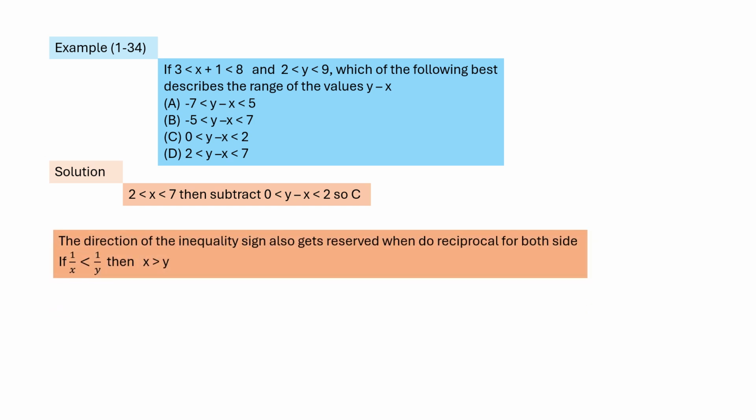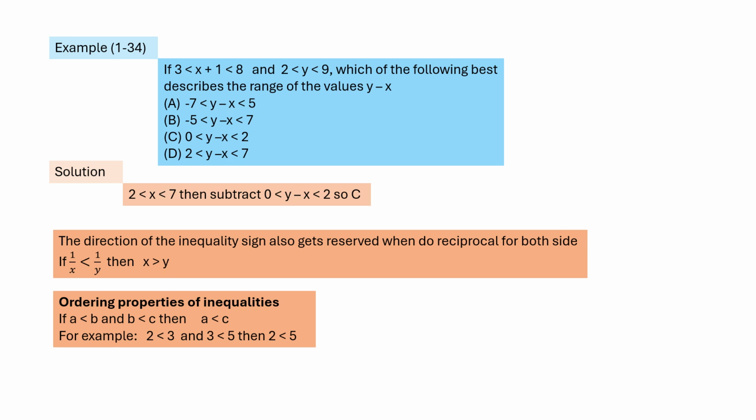The direction of the inequality sign also gets reversed when you take the reciprocal of both sides, as you see. 1 over x less than 1 over 5. Why? When you take the reciprocal of both sides, it will be x greater than 4. It is clear when you understand which is greater, a quarter or a half. So you must write a quarter less than a half. When you take the reciprocal of both sides, 4 is greater than 2. So after we said a quarter less than a half, after we take the reciprocal it will be 4 greater than 2.